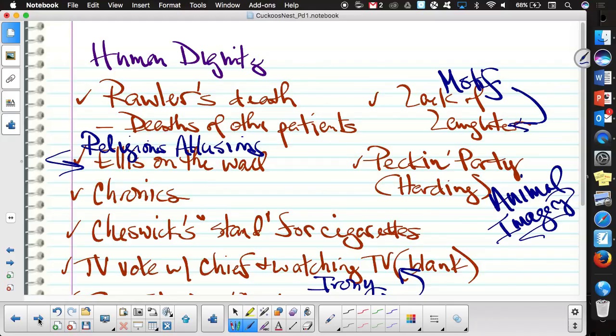Ellis on the wall, I'm guessing most of us, if not everyone, would look at that and say that's probably not the appropriate way to treat a patient. So when you have the topic about the treatment or mistreatment of patients, that could be an idea that would come over there, along with the pecking party and whatnot.